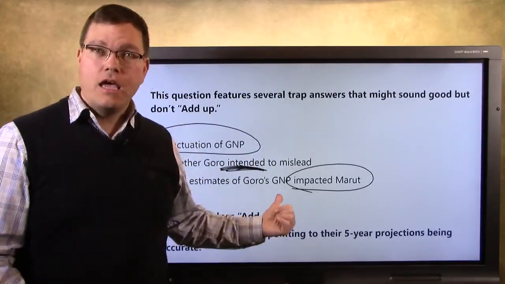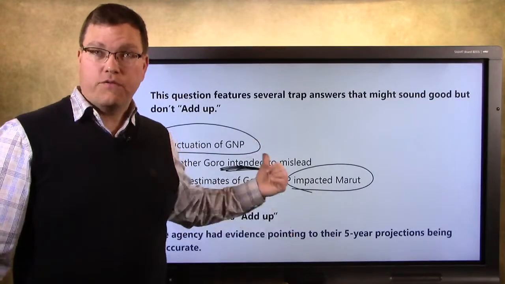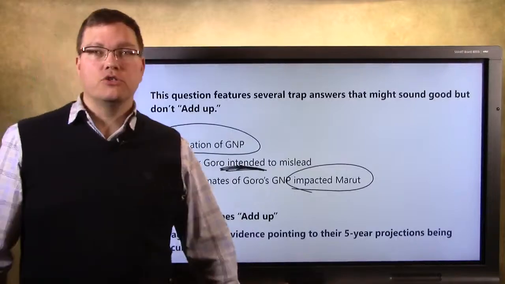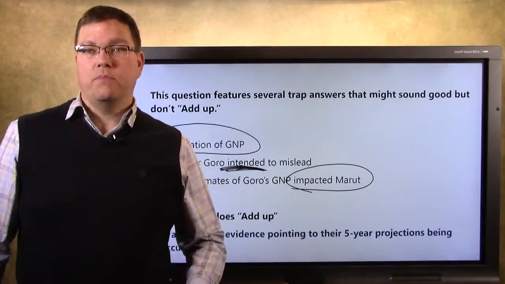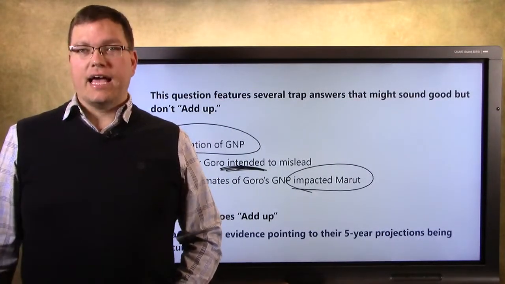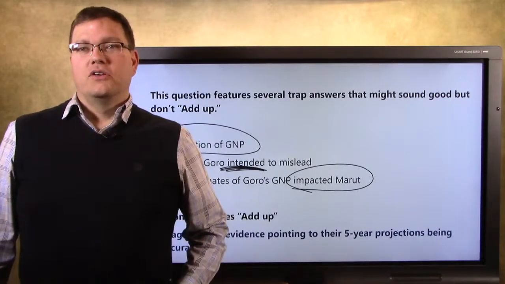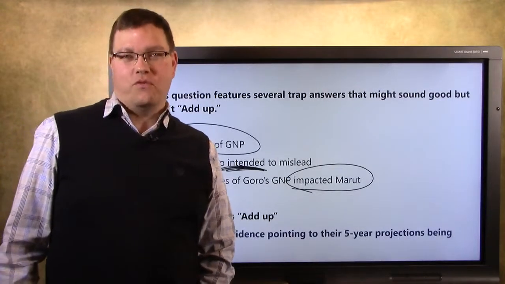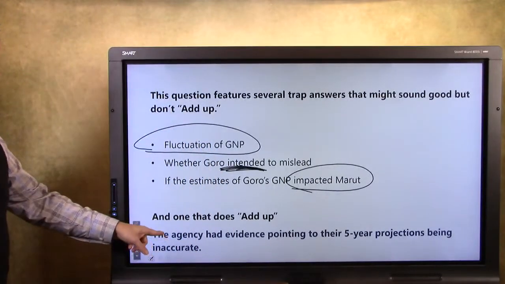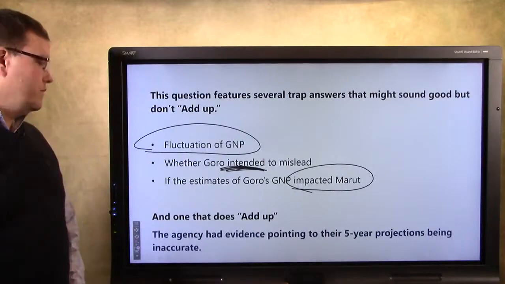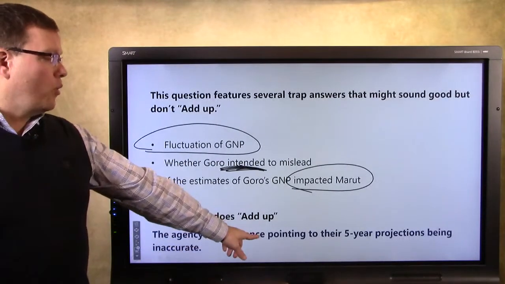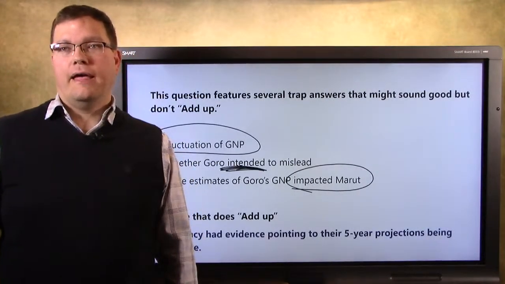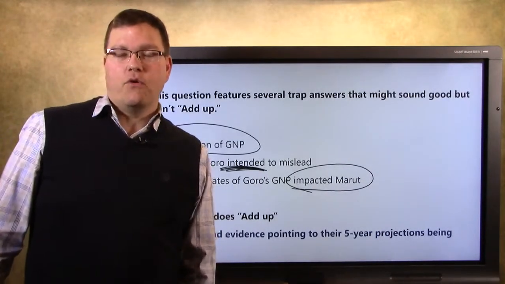This is one of the 10 most difficult. This is from one of those 10 most difficult. And I'm going to tell you right now, none of these 3 answer choices would give me 1 second's pause. Right? Exactly. That's right, Yonikaler. The 2020 estimate in 2015 was wrong, but for 2014 it was accurate. Exactly. So right here, the one thing that does add up is exactly what you've just said. The agency had evidence pointing to their 5-year projections being inaccurate. Okay? Jadeep said maybe they can't forecast well.